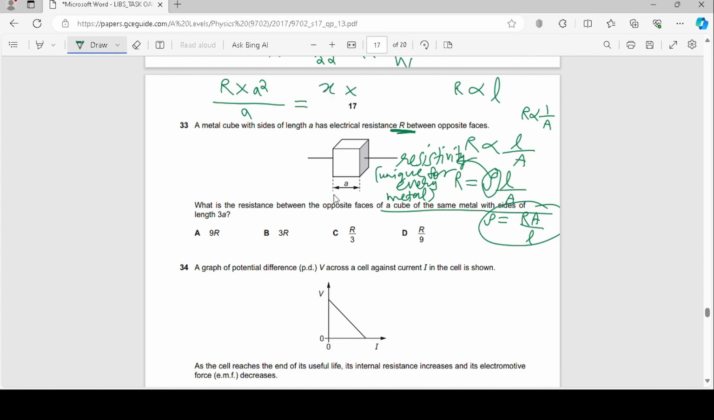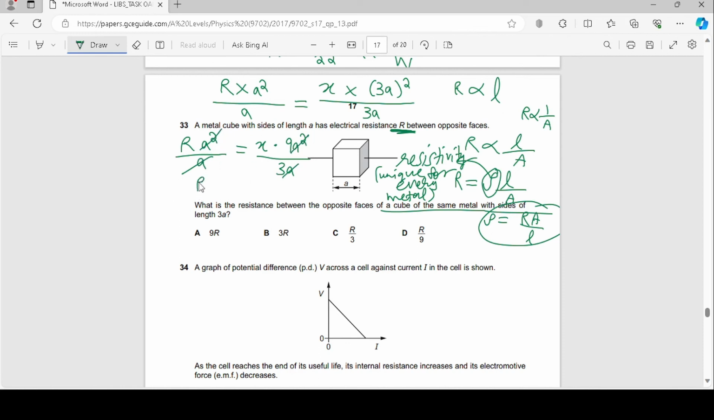Times, now the same metal with sides of length 3A, so the area will become 3A whole square, and then the length will become 3A also, okay? So what happens then is that I will just write this as R A square over A is equal to X times 9A square divided by 3A, okay? And then this cancels with this.